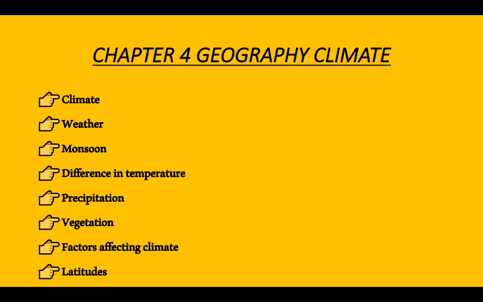Today I am going to teach you Geography, class 9th, chapter 4, Climate. So, today's contents will be climate, definition, then weather, monsoon, difference in temperature, precipitation, vegetation, factors affecting climate, and then latitudes. So, let's start with climate.